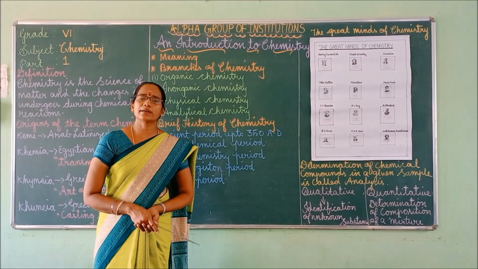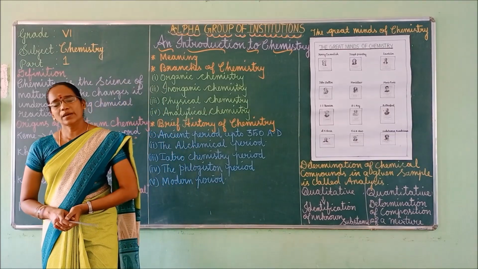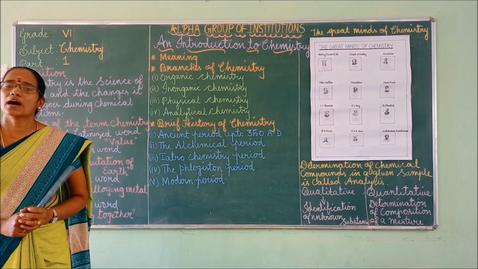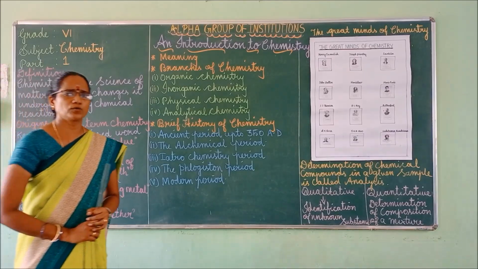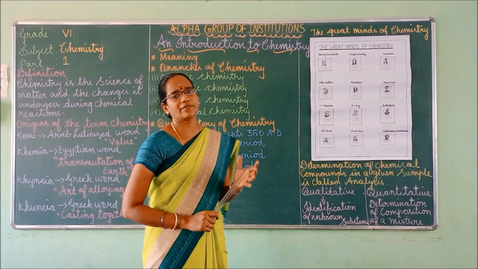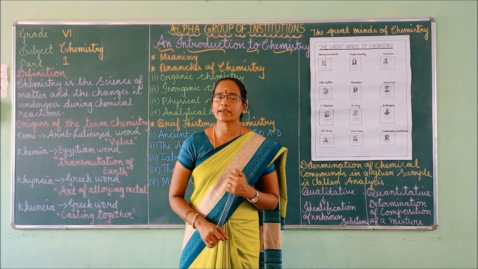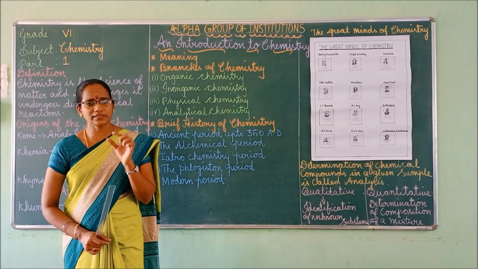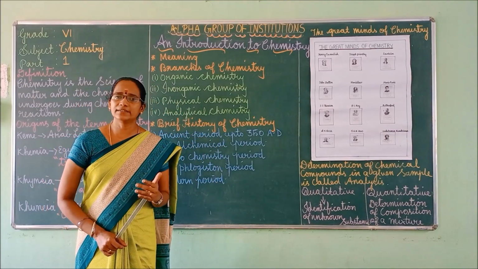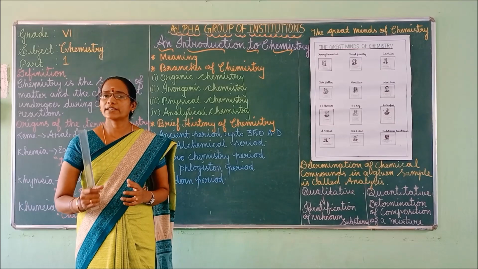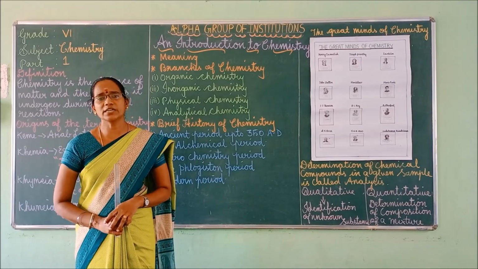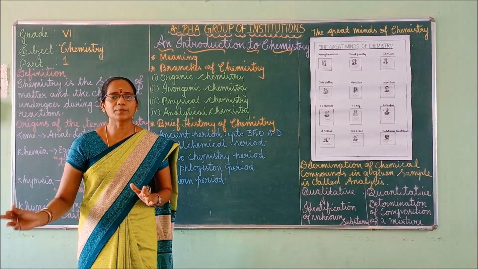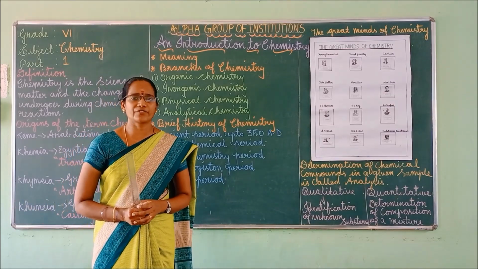Okay, inorganic chemistry deals with the behavior and properties of inorganic compounds other than carbon compounds. So what is the difference between organic chemistry and inorganic chemistry? Organic chemistry is the study of carbon compounds, whereas inorganic chemistry deals with the study of inorganic compounds except carbon compounds. That is the difference.